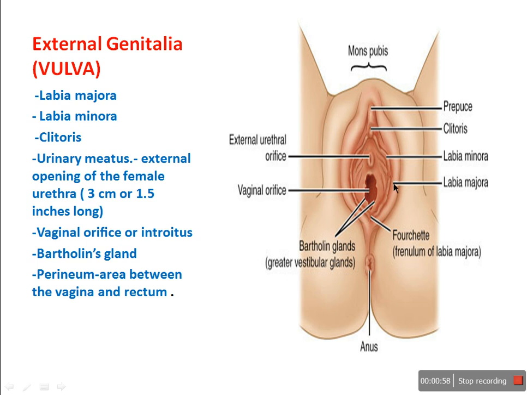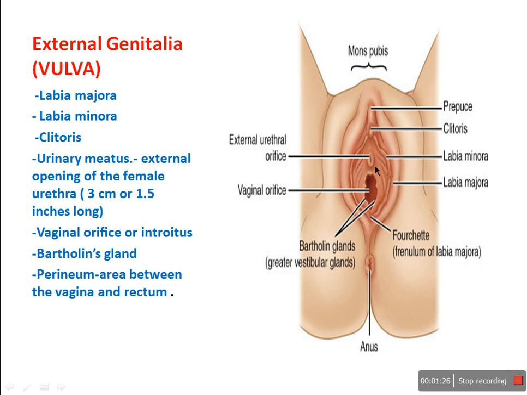Labia minora will fuse above the external urethral orifice and vaginal orifice, which is called the clitoris. So you can see labia majora, the outer skin folding. Below that, labia minora. Labia minora join together to form the clitoris. Clitoris you can see above the external urethral orifice.